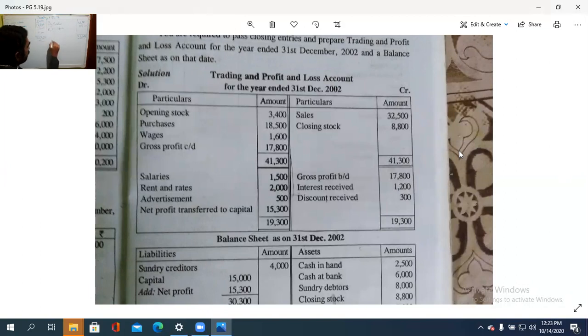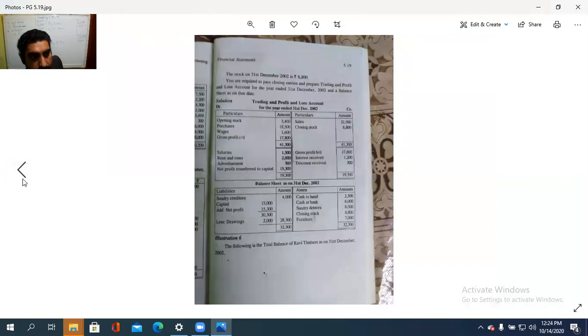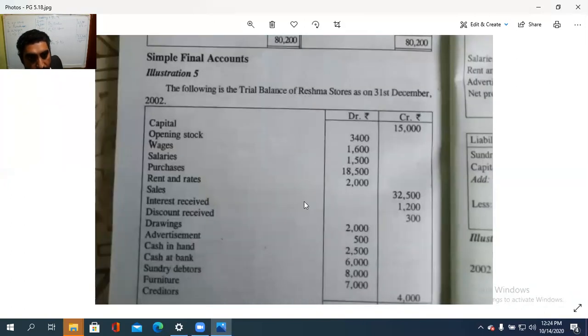Okay, that gross profit is to be brought down, and then this is the P&L account. See, trading account till this much, and this is the P&L account. All the indirect expenses and all the indirect income or gains are to be recorded. Okay. Then how much is coming here? What are the balances?